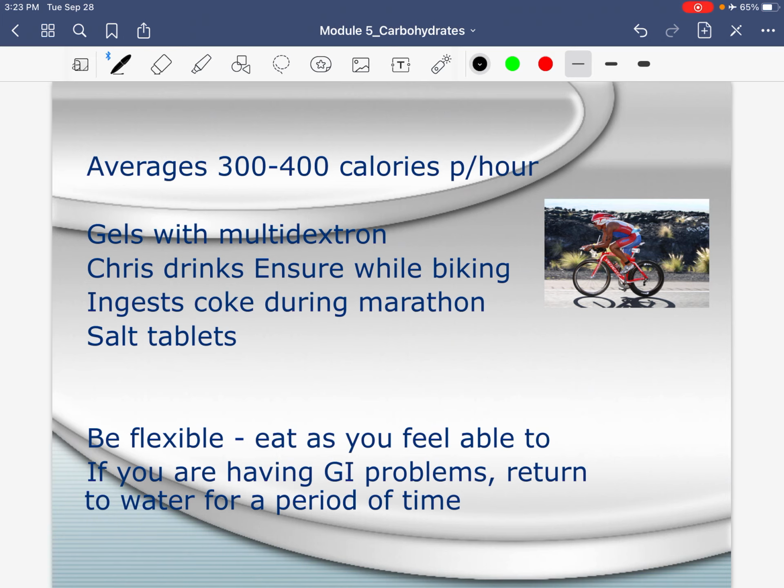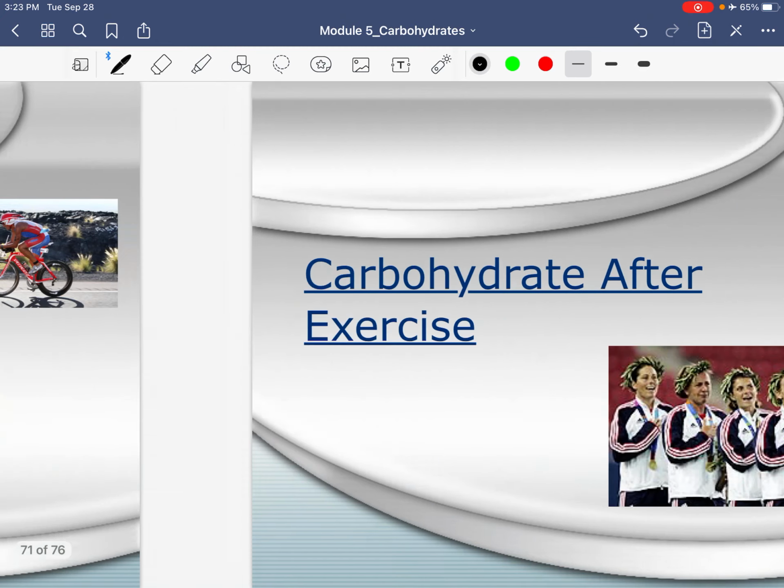Here's an example of what Chris McCormack has been known for drinking, Ensure, which is usually thought of as a drink for old people, but it's actually pretty good for athletes. I don't know that I could have it during the bike ride because it's kind of dairy-like, and I think it would upset my stomach. But try different things.